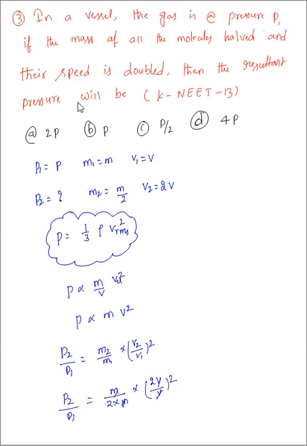Therefore P2 by P1 equal to 2 square, how much is that? 4. 4 by 2, we got it. This 2 cancels 2 times. Therefore P2 equals twice the pressure of P1. P1 is nothing but how much? P. We got it. So what is the answer here? 2P. Which of the following options is correct? Option A is correct for this question. Let me go to the next slide.